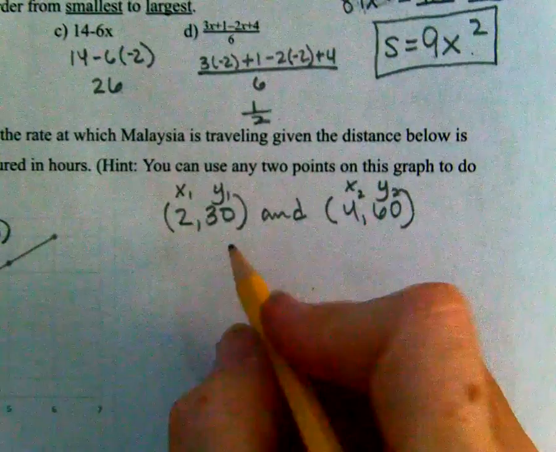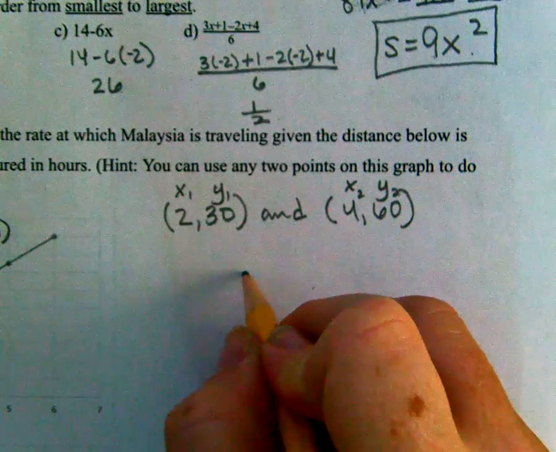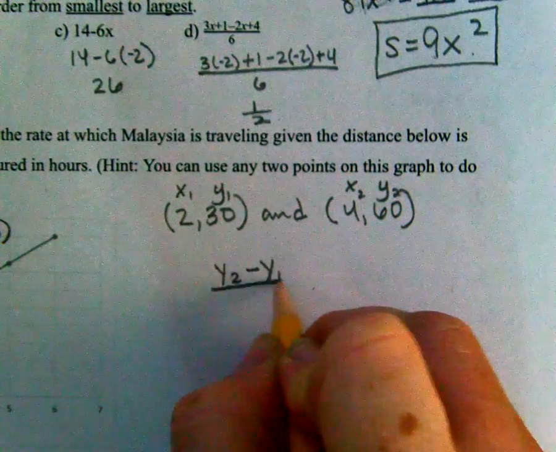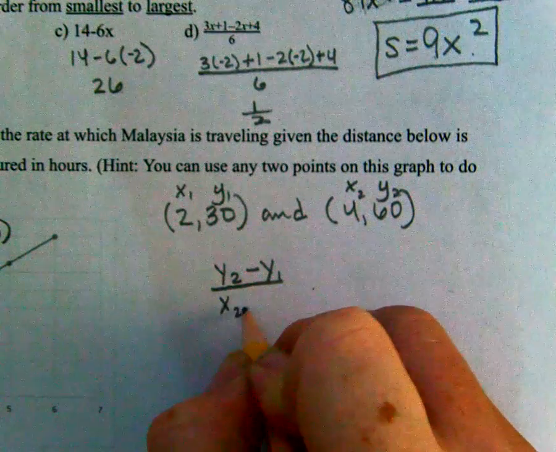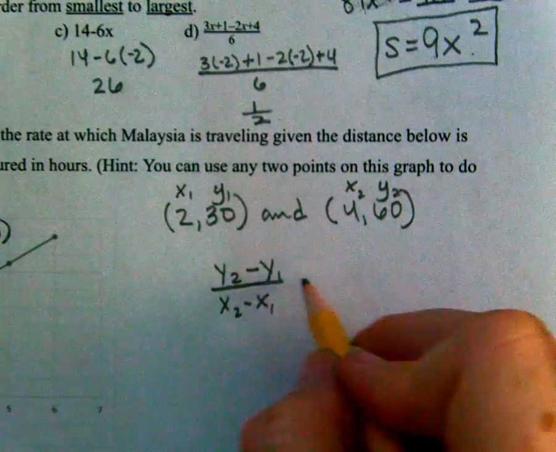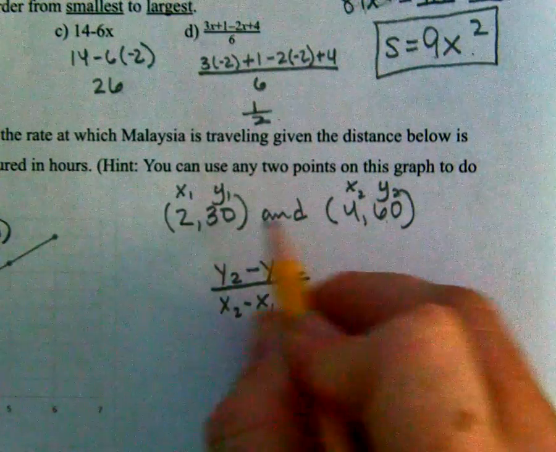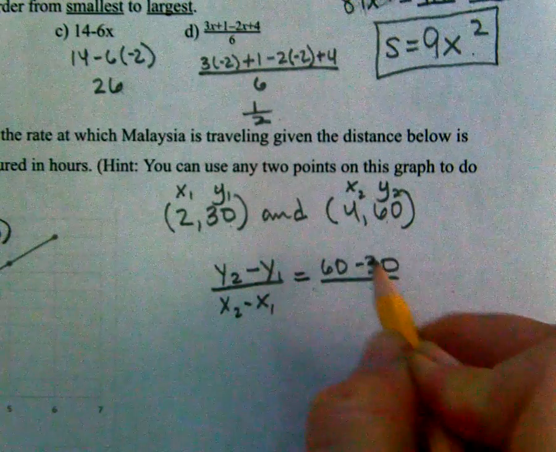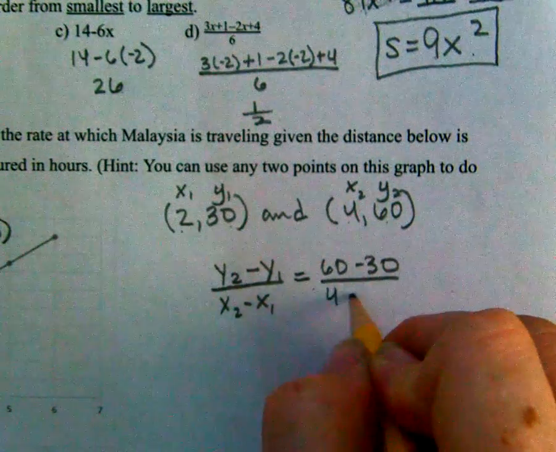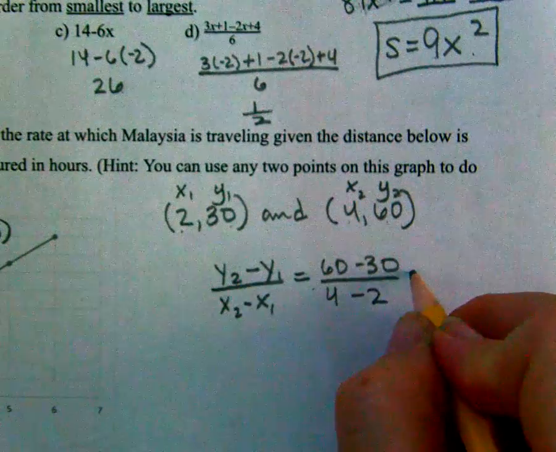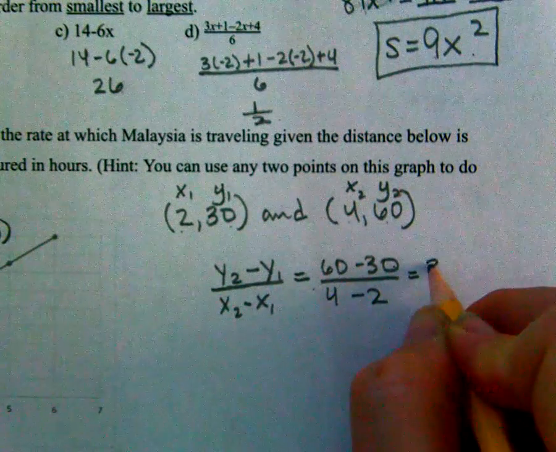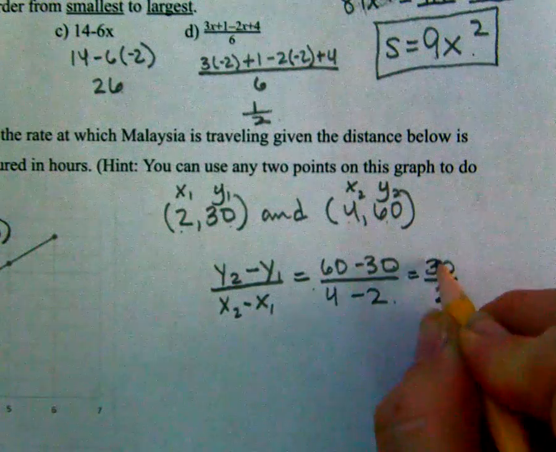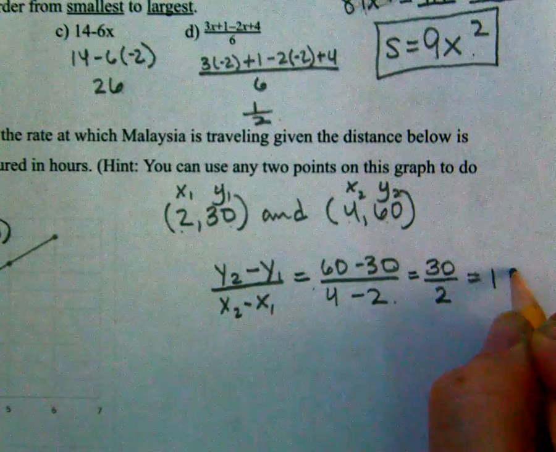Okay? And then you even got the formula, the slope formula, also known as a rate formula because it gives you a rate of change. That's all slope is. y2 minus y1 on the top, x2 minus x1 on the bottom. So on the top, I subtract the y's, 60 minus 30. And on the bottom, I subtract the x's, 4 minus 2. 60 minus 30 is 30. 4 minus 2 is 2. And 30 divided by 2 is 15.